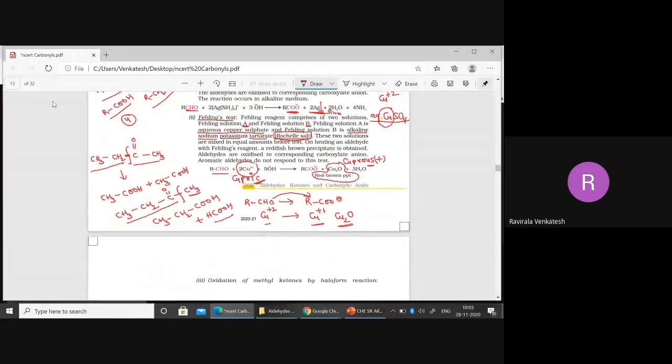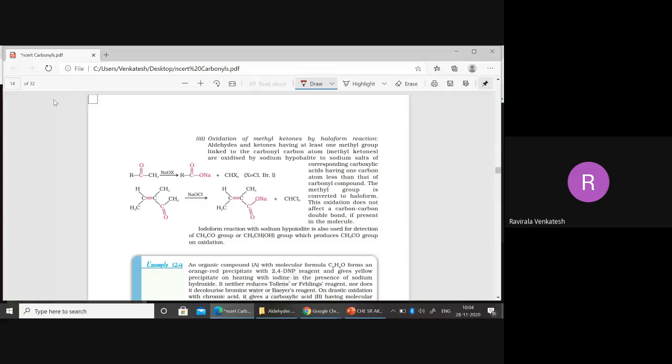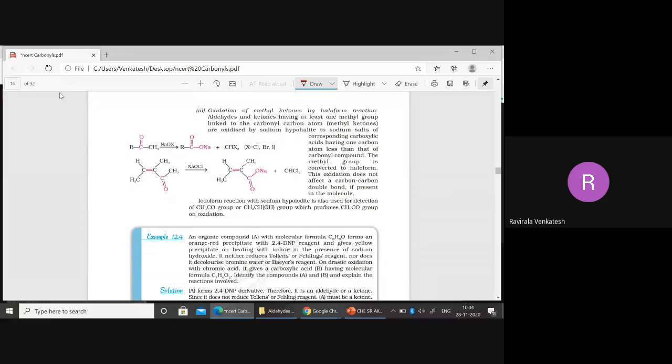Identification of what? Or distinguishing of what? Aldehydes and ketones actually, right? Now all of you please write down in your notebook Tollen's test and Fehling's test, and both are given by the aldehyde but not the ketone. Okay, what is the reagent for Tollen's?